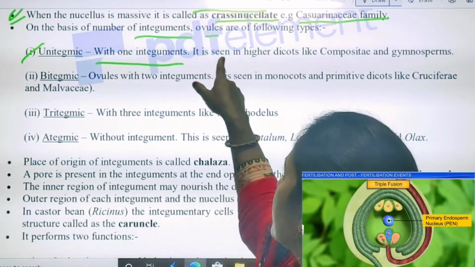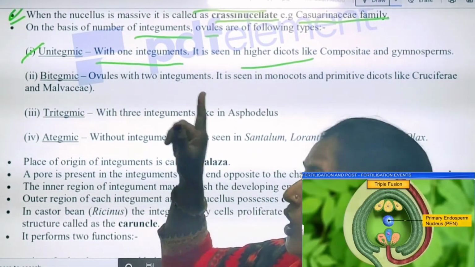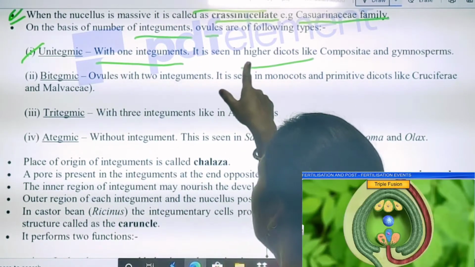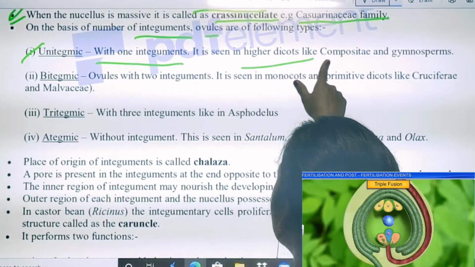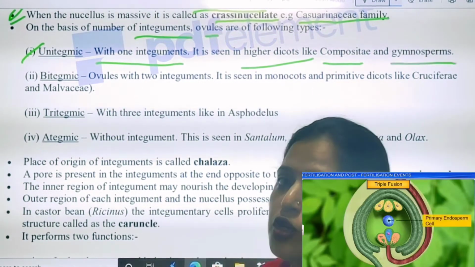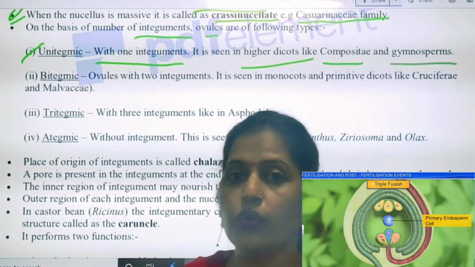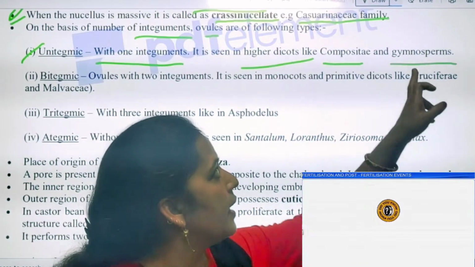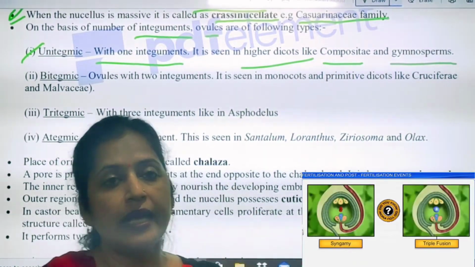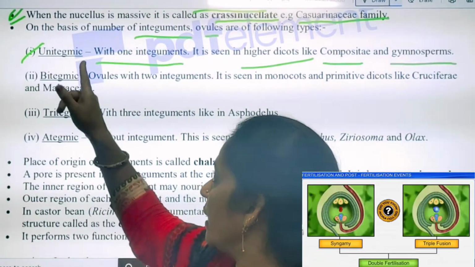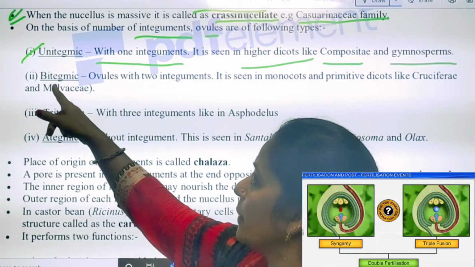It is seen in higher dicots. Unitegmic जो है वो कहां पर seen होता है? That is seen in the higher dicots like composite and gymnosperms. और higher family या higher dicots कौन से होंगे? Like the composite and the gymnosperms. That is the unitegmic.